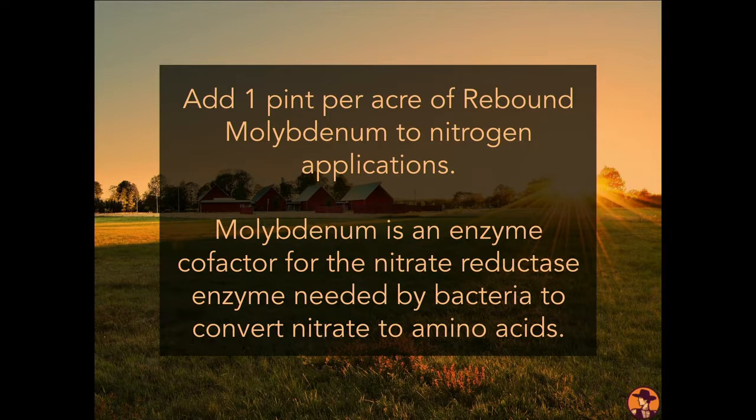Then in addition to that, we also add molybdenum, because I spoke about molybdenum being the nitrate reductase enzyme cofactor. So we add about 1 pint per acre of Rebound molybdenum as a general rule. Of course, we're also testing for this with sap analysis and soil analysis. So in some cases, this is 0, and in some cases, it might be a quart or more.